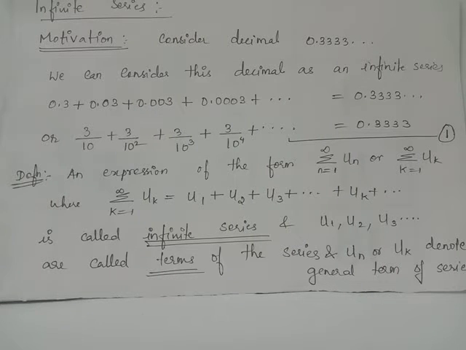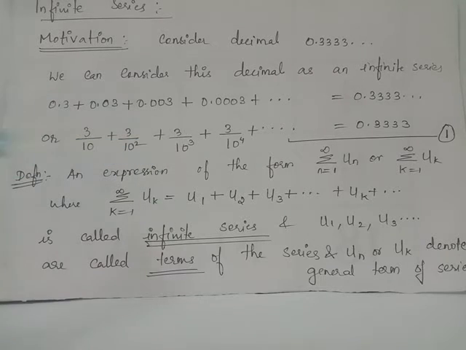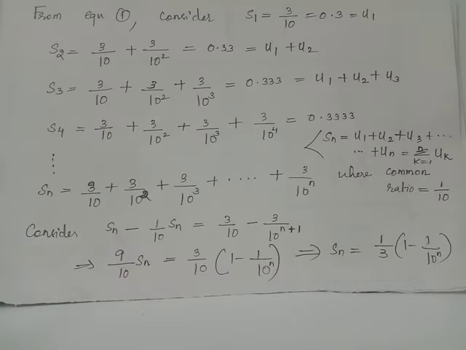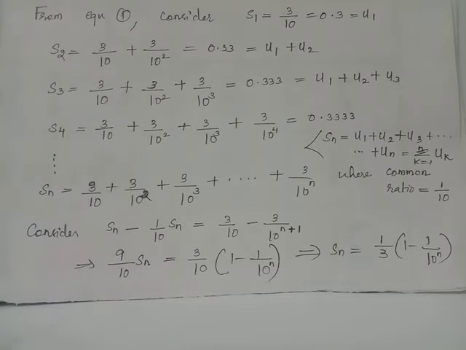If we wish to find out the sum of this infinite series, that is, the value to which this representation will converge, we can make use of this expression Sn, which is the sum of n terms of the infinite series. When Sn is multiplied by 1 by 10, it becomes 1 by 10 times Sn equals 3 by 10 square plus 3 by 10 cube plus 3 by 10 raised to 4 plus etc. plus 3 by 10 raised to n plus 1.